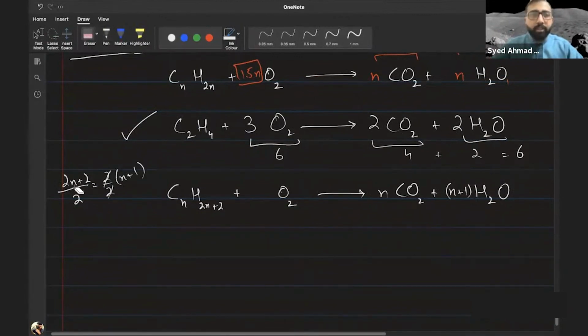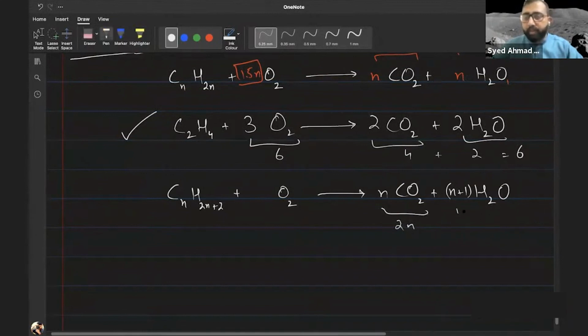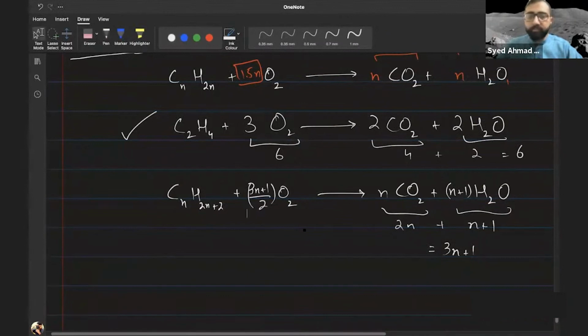तो ये तो मेरे पास जनरल इक्वेशन आ गई इसकी. ऑक्सीजन कितना चाहिए होगा? I have 2n oxygen here and I have n plus 1 oxygen here. The total is 3n plus 1. Okay, that's how much oxygen I need, oxygen atoms. And I'm going to get 3n plus 1 over 2 oxygen here. There you go.